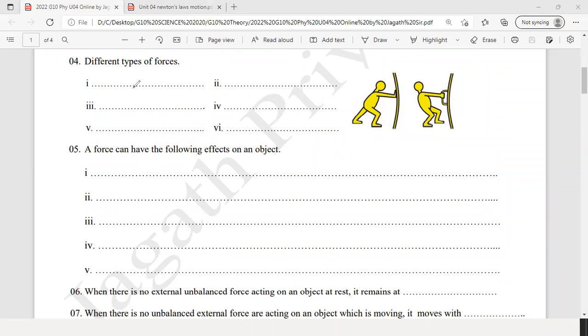So first we'll write the ones given in the textbook. The pulling force, or just write a pull, or pushing. Then gravitational force. Then frictional force.